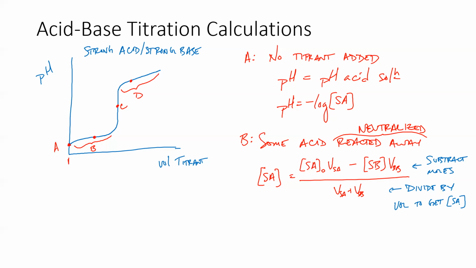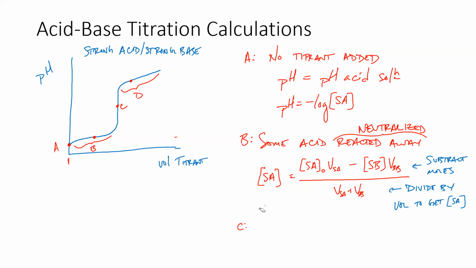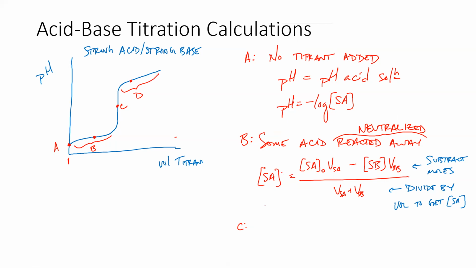All right. So, point C is the easy point, because for a strong acid, strong base, at point C, what's our pH? Who's got it? 7. Hey. So for a strong acid, strong base, the equivalence point is always going to give us a neutral solution. Right?